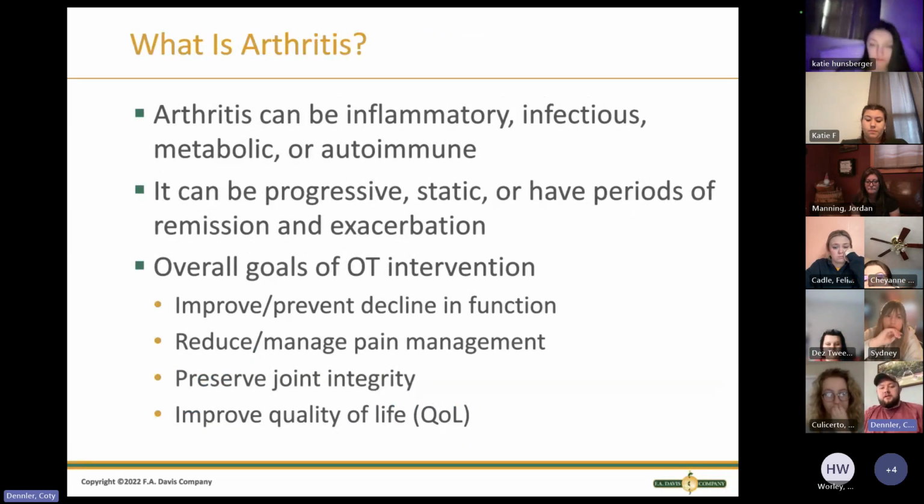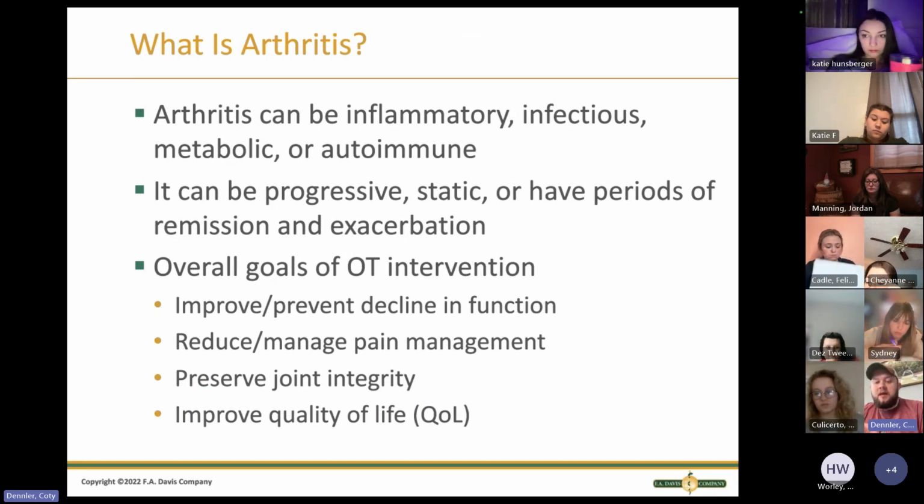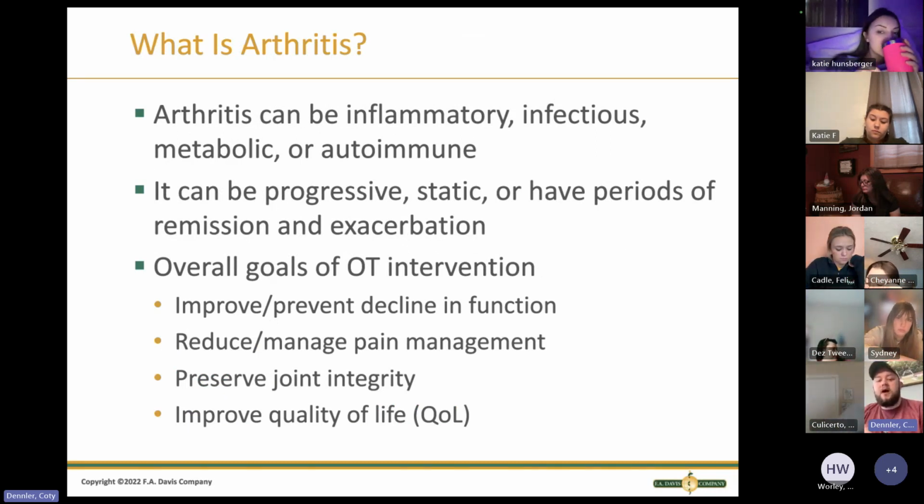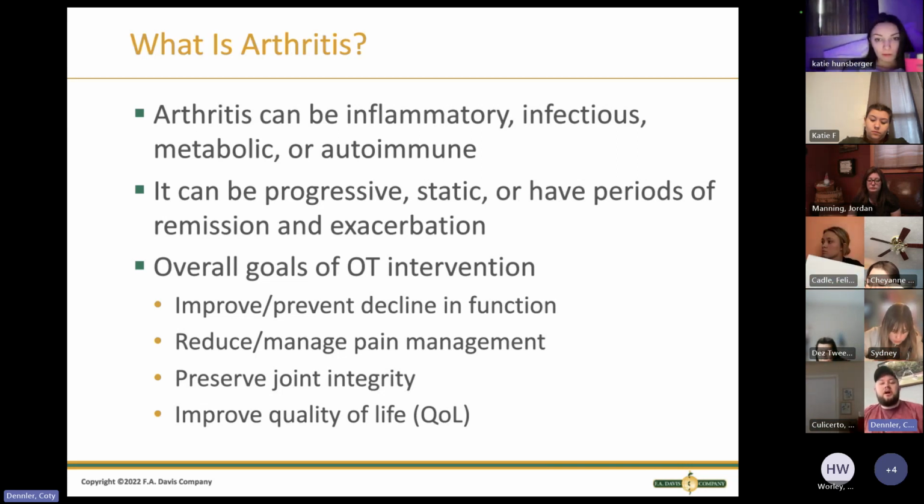So what is arthritis? Arthritis can be inflammatory, infectious, metabolic, or autoimmune. So this is not just your grandpa's aching knees. Okay, there are so many things that arthritis can affect and in different ways. It can also be progressive, meaning it just gets worse. It can be static, meaning it is what it is and it stays that way.